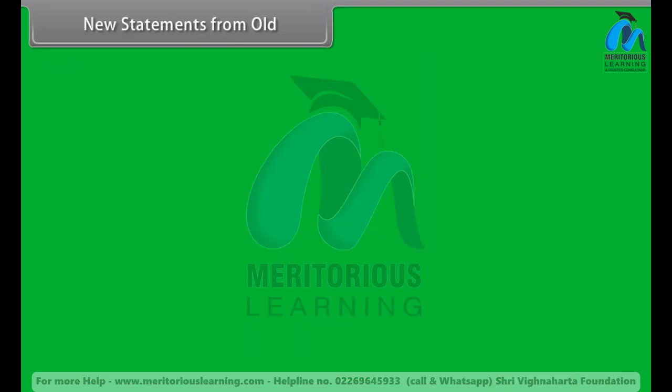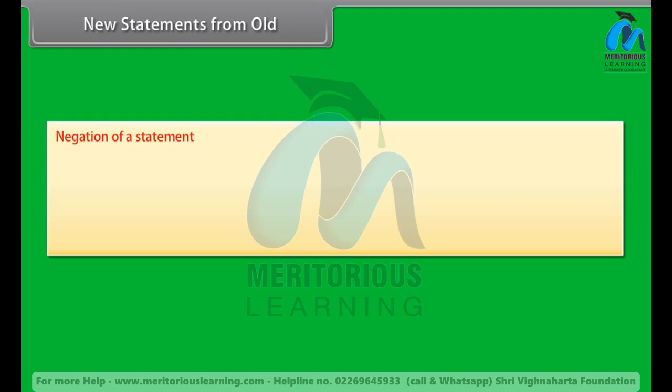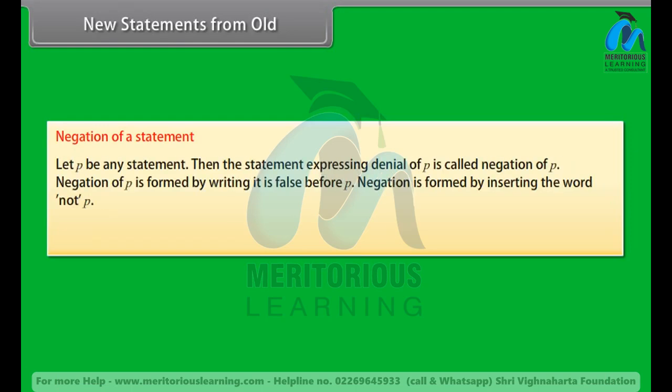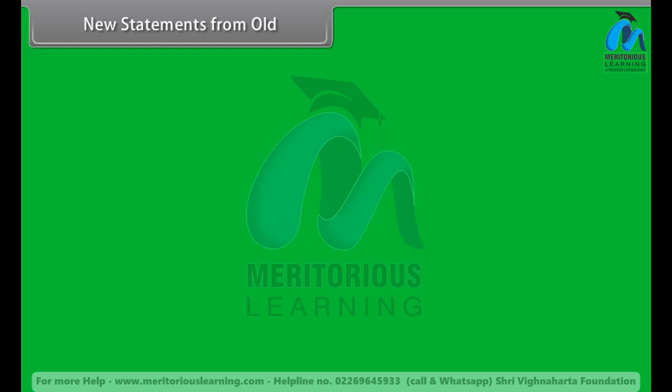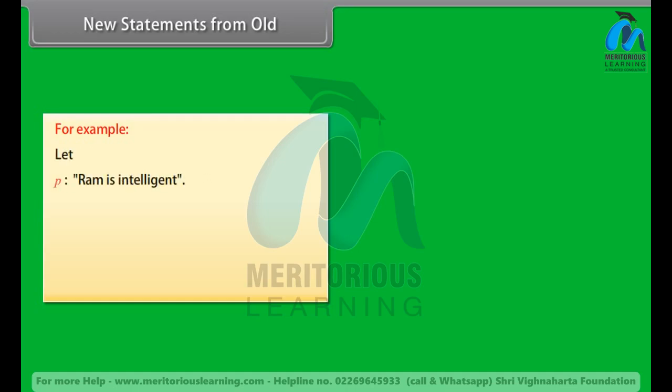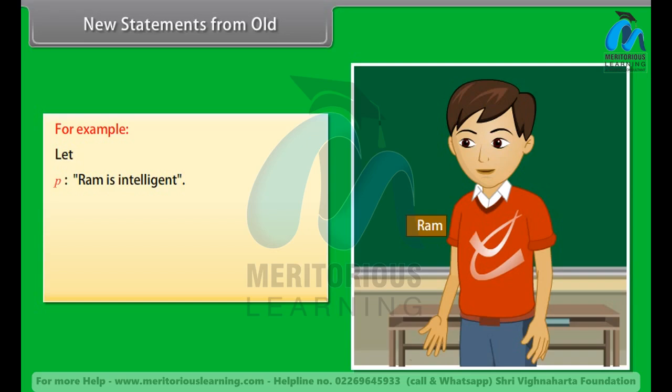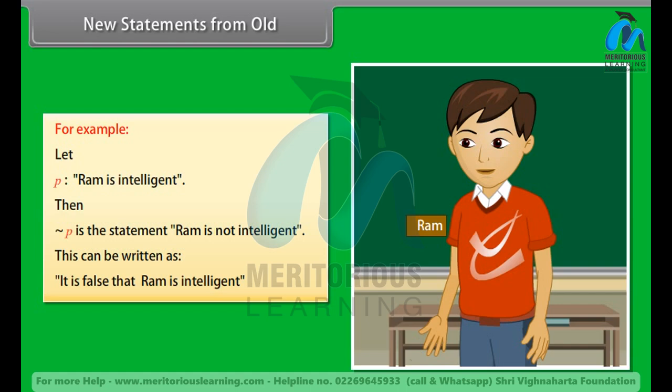New statements from old. Negation of a statement. Let P be any statement. Then the statement expressing denial of P is called negation of P. Negation of P is formed by writing "it is false" before P. Negation is formed by inserting the word "not": not P. Negation of statement P is denoted as "not P." For example, let P be the statement Ram is intelligent. Then "not P" is the statement Ram is not intelligent, or it is false that Ram is intelligent.